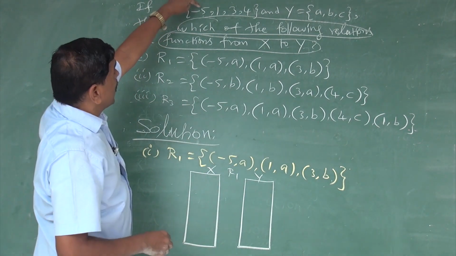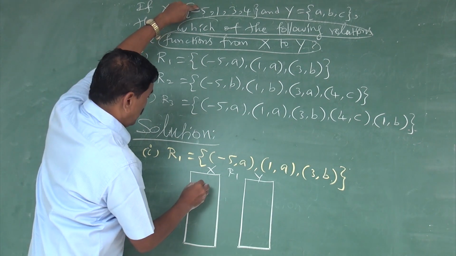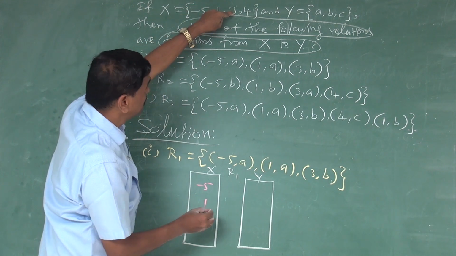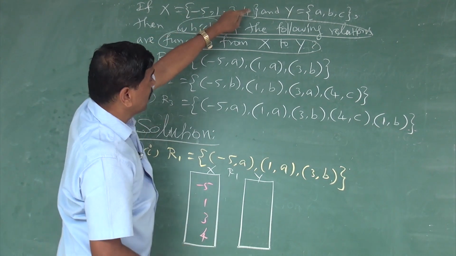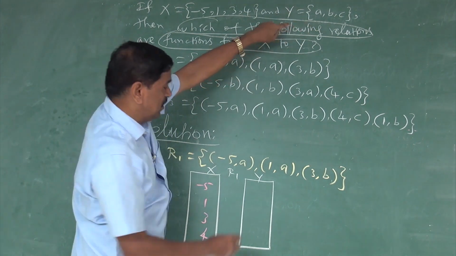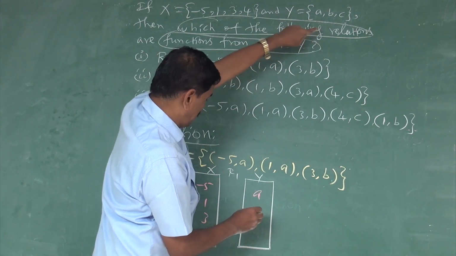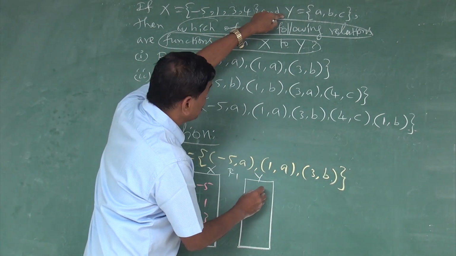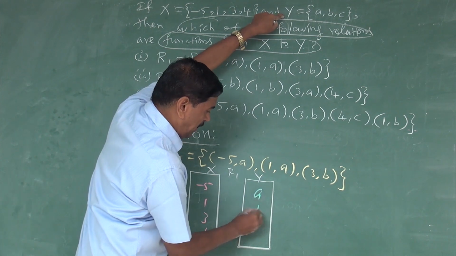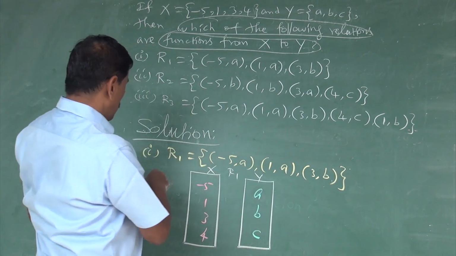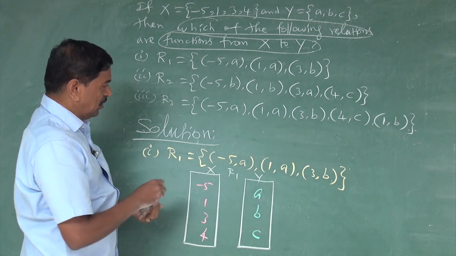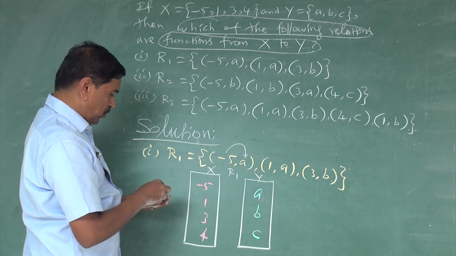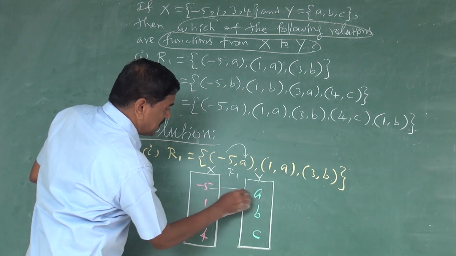Now, X set can take the values minus 5, 1, 3, 4. Y set can take the elements A, B, C. Now, from the relation R1, minus 5 is image A. Therefore, here in relation R1, minus 5 is image A.